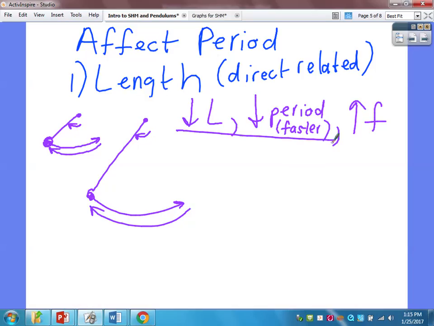Again, period and frequency are inversely related, but we see that length and period are going to be directly related. If I increase one, I'm going to increase the other. And again, smaller period means faster. So don't get confused there. Some people go, you know, greater length is going to go faster. No, no, no, no. It's going to go slower. So you got to be careful there.